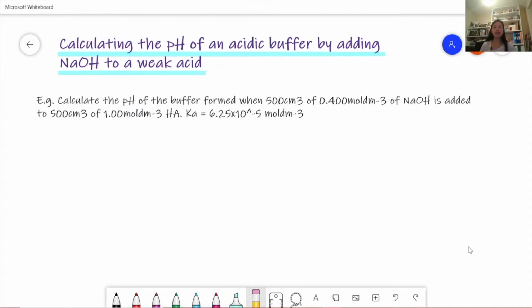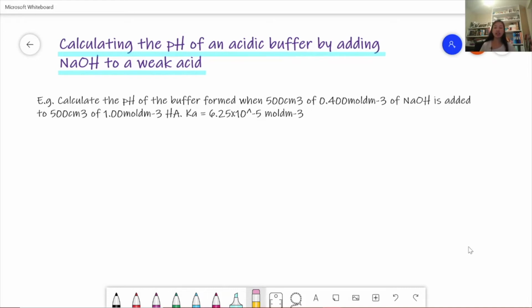Another calculation that we can do is finding the pH of an acidic buffer by adding sodium hydroxide to a weak acid. So we're going to look at this example: calculate the pH of the buffer formed when 500 centimeters cubed of 0.4 moles per decimeters cubed of sodium hydroxide is added to 500 centimeters cubed of 1 mole per decimeters cubed of the weak acid HA. The Ka value is given to us as 6.25 times 10 to the minus 5 moles per decimeters cubed.